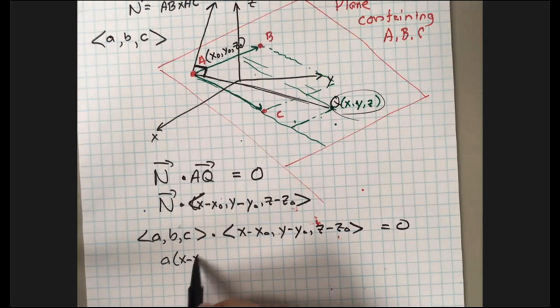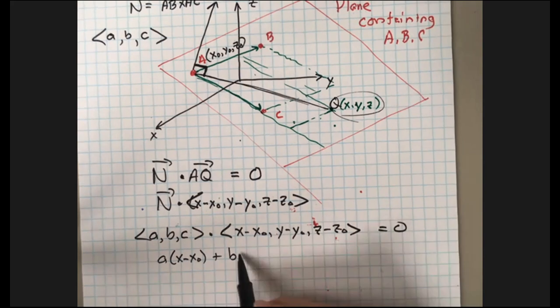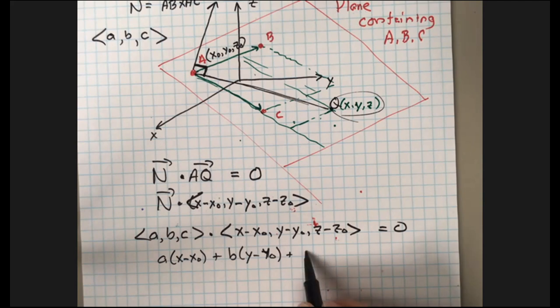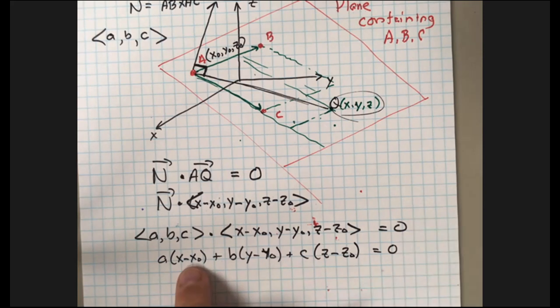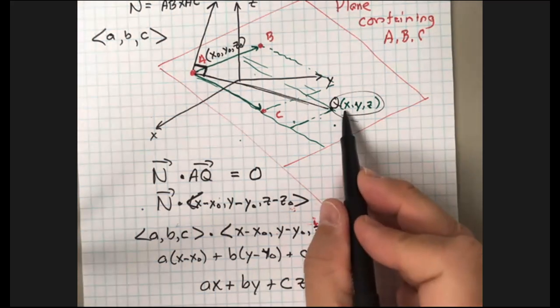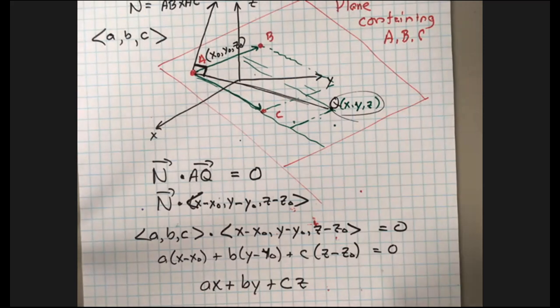A times x minus x naught, B times y minus y naught, and C times z minus z naught. Well, I don't want to expand all these, but I think of the minus signs, right? Minus, minus, minus, A, B, C multiplied. What this creates is a kind of beautiful symmetric formula. AX plus BY plus CZ, in order to be on the plane, X, Y, and Z, AX plus BY plus CZ must equal AX naught plus BY naught plus CZ naught.